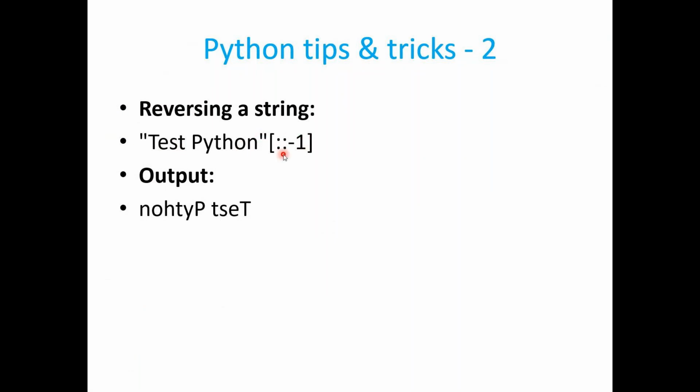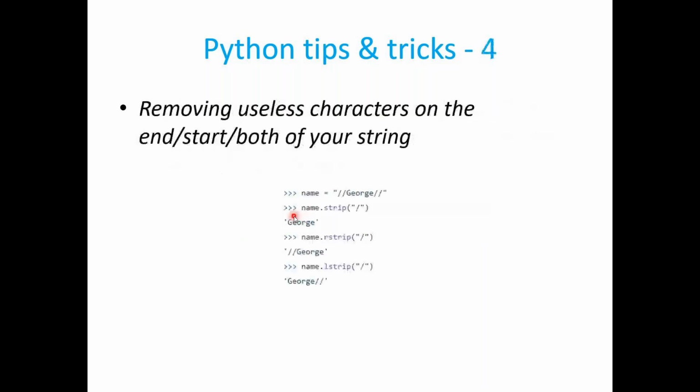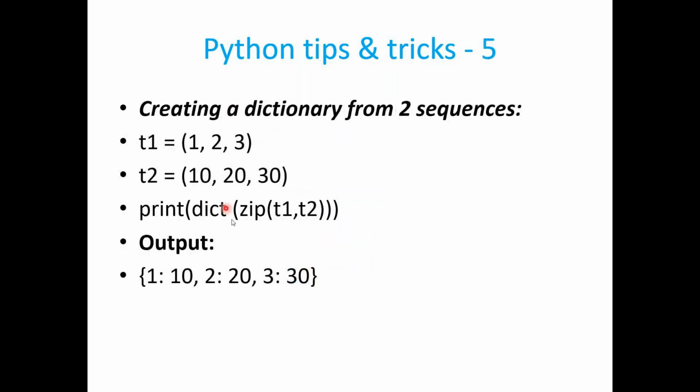Again, to reverse a string in a single line, you can use colon colon -1. This is actually using the slicing technique. That will reverse it. Also, the same multiplication operator is applicable here. This we have seen in the previous session. To remove any useless characters at the start or end of a string, you can use strip. Strip will remove the elements from both sides. Rstrip will remove only from the right side. Lstrip will remove only from the left side. Again, you can create a dictionary from two tuples by using dict of zip of t1 and t2. That will take the respective elements and create a dictionary for you.